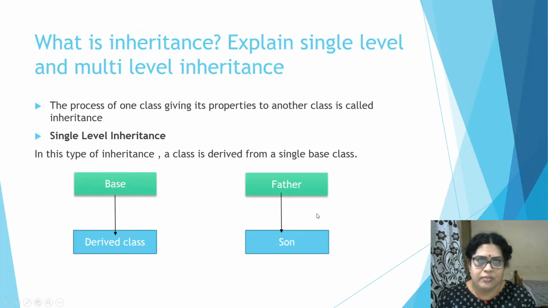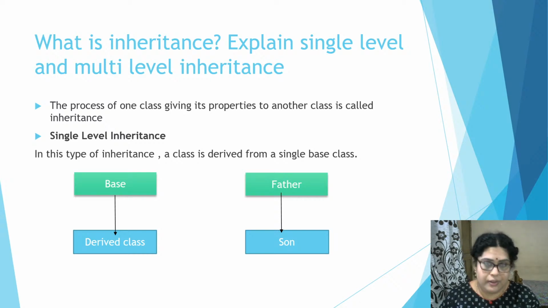The next question: what is inheritance? Explain single level and multi-level inheritance. This question also is important. Here you need to learn all the different types of inheritance. That is single level inheritance, multi-level inheritance, multiple inheritance, hybrid inheritance, and hierarchical inheritance. All the 5 types you will learn. It's a very easy answer, but it's important. Please learn this. It's a theory answer.